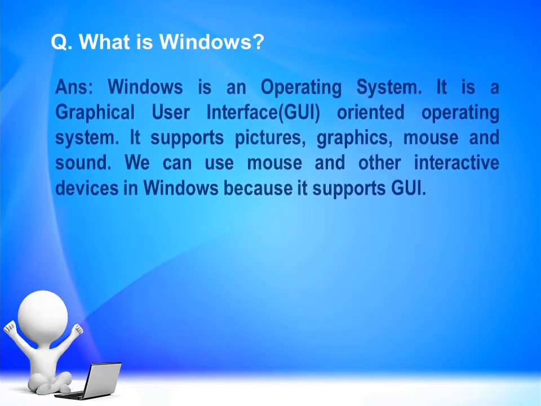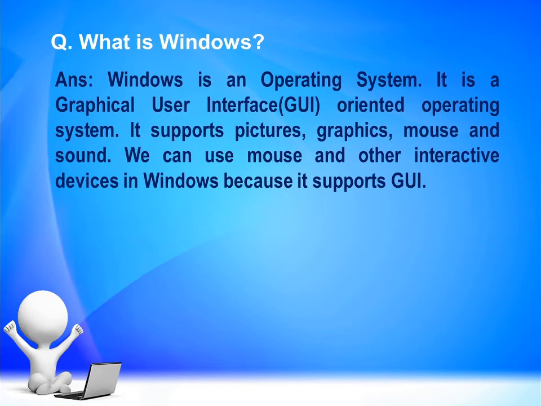Let's start with what is Windows? Windows is an operating system. It is a graphical user interface or GUI oriented operating system. It supports pictures, graphics, mouse and sound. We can use mouse and other interactive devices in Windows because it supports GUI.